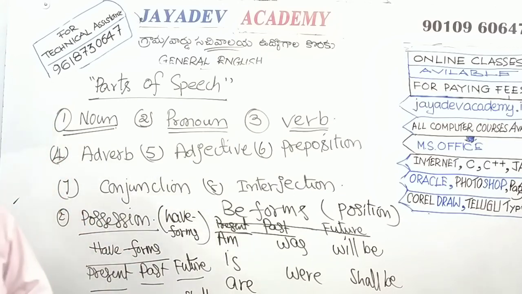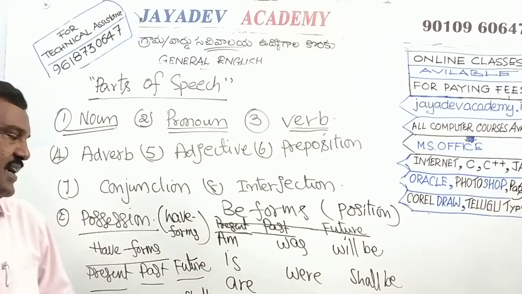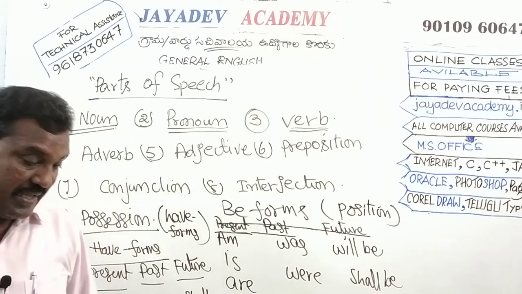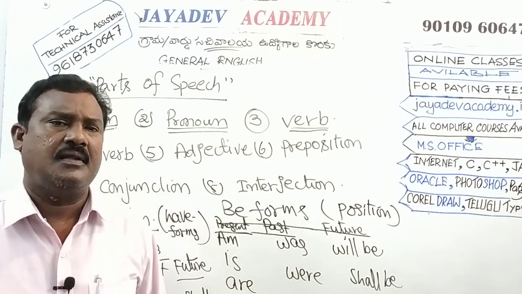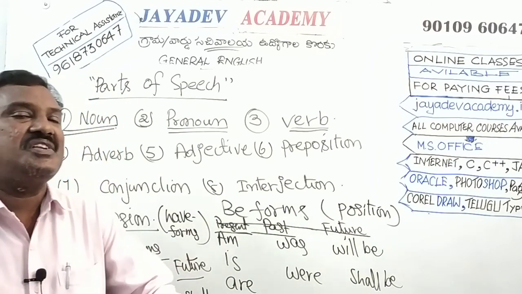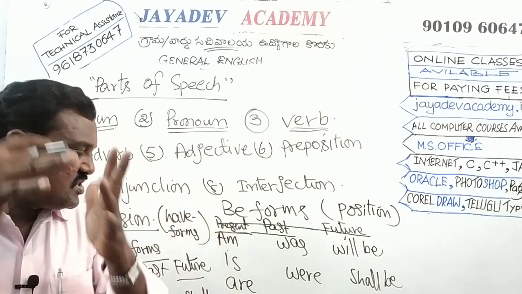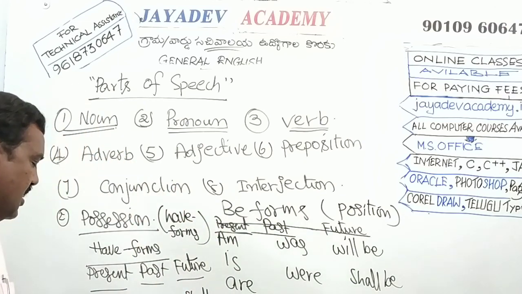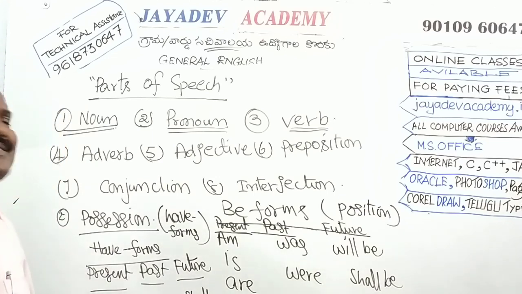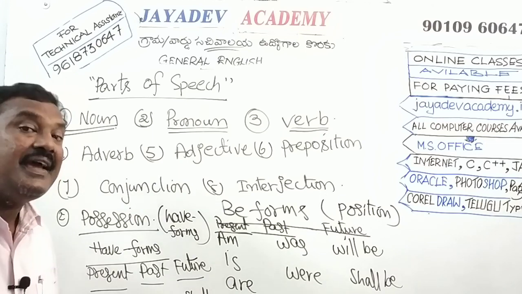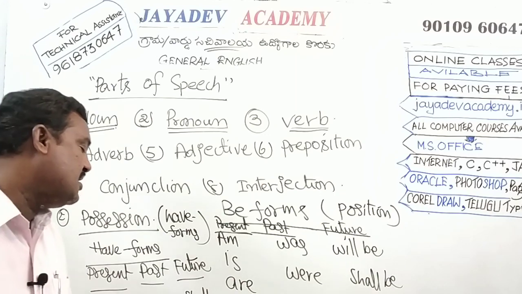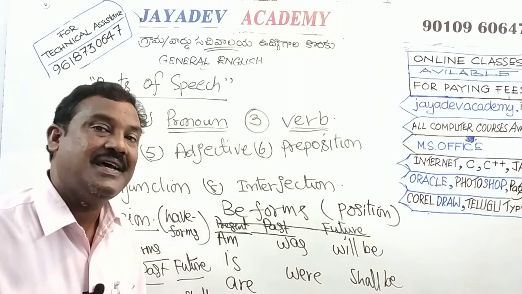Have forms express the possession of the subject. For example, Ravi has a car. That means Ravi is the owner of a car. There have forms only we have to use. Ownership is expressed by have forms. Present: if you take a plural subject, Ravi and Raju have cars. Past tense means had. Ravi had a cycle last year. Ravi has a car now. Ravi will have a bus next year.